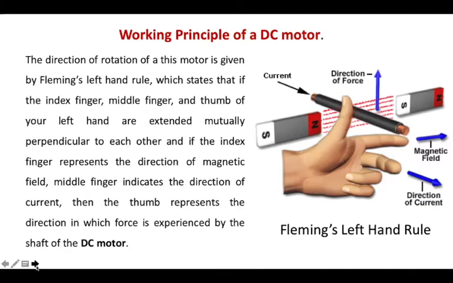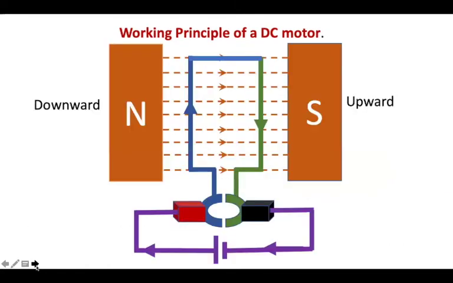So you can see that when there is a coil, the force direction on the two sides will always be opposite. One side of the coil will be forced to go upwards, while the other side of the coil will be forced to go downwards. And therefore, rotation becomes possible for the DC motor.